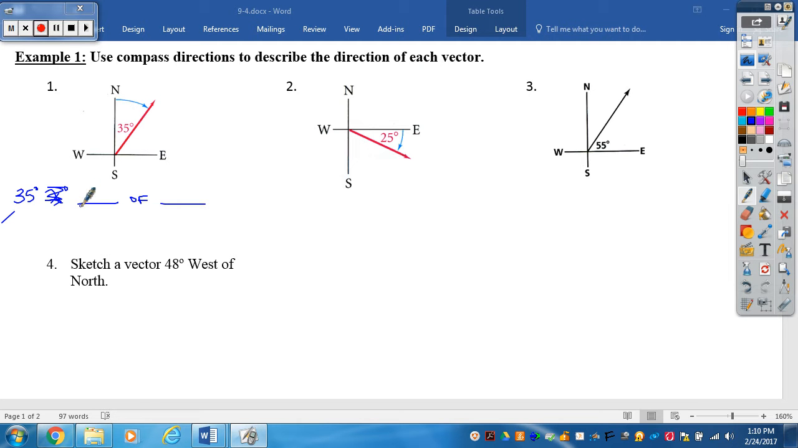We're heading towards east. So this would be east of, now where are we coming from? We originated from the north here on this one. So east of north. Okay? So again, so many degrees, where we are heading of where we are coming from. All right?